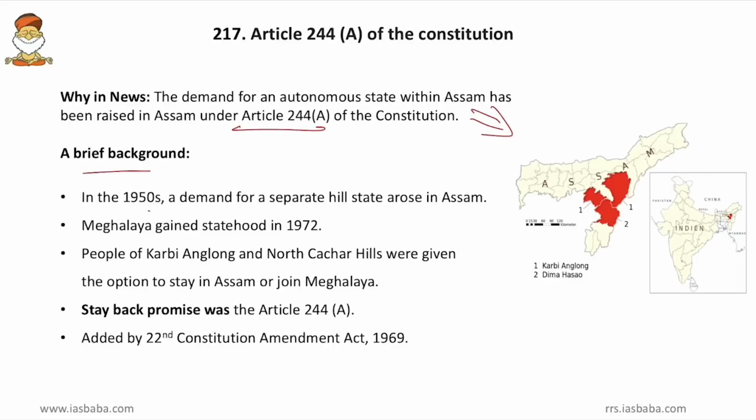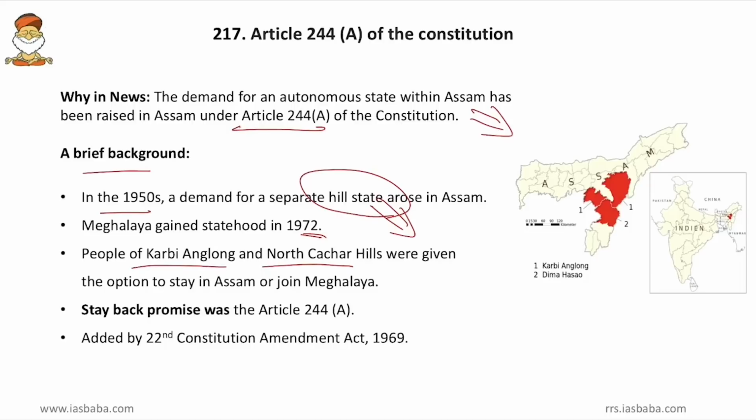Friends, in the 1950s, a demand for a separate hill state was taken up by some of the hilly sections of the tribal people of Assam. As this movement intensified, Meghalaya, or the tribal population in Meghalaya, gained statehood in 1972. However, for the people of Karbi Anglong and North Cachar Hills, a compromise clause was set up.